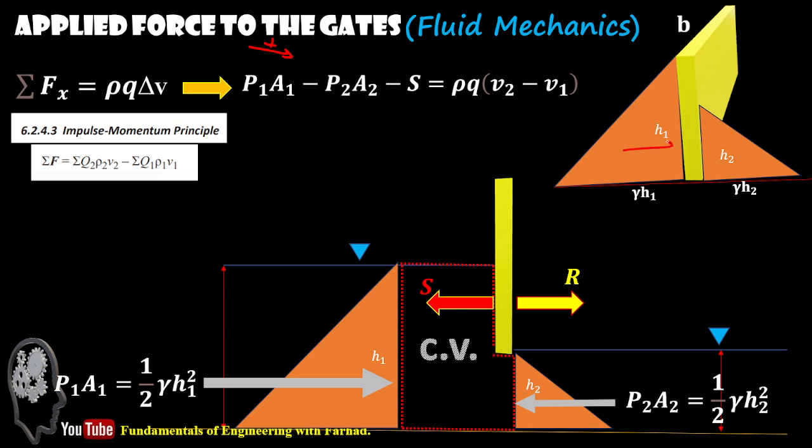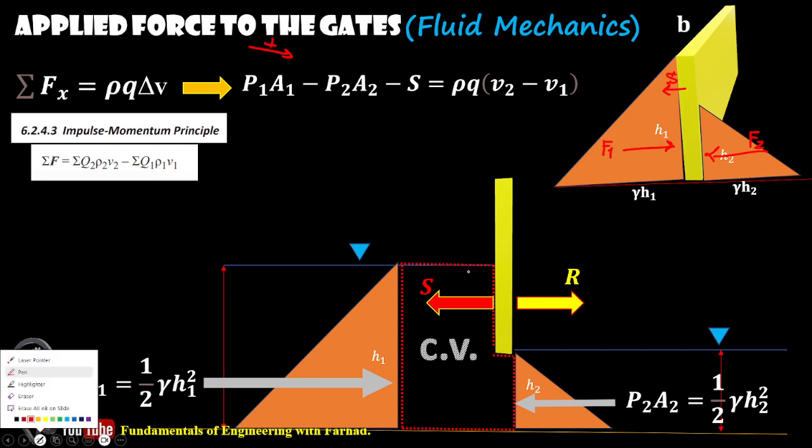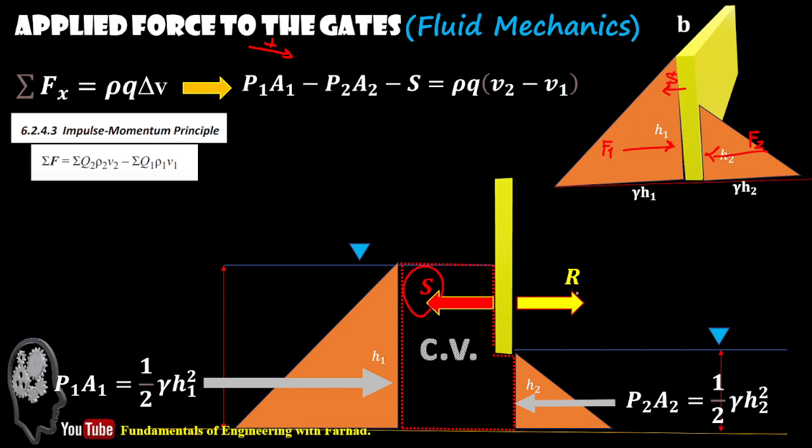This is F1. This is F2. And also S, if you remember, S was applying to our control volume. This is our S. And then R is here, which is the gate from the control volume. So in our control volume, we have these forces and as soon as we got S, we have R, because they are identical to each other. And on the other side is rho Q delta V. So we have rho Q times V2 minus V1.